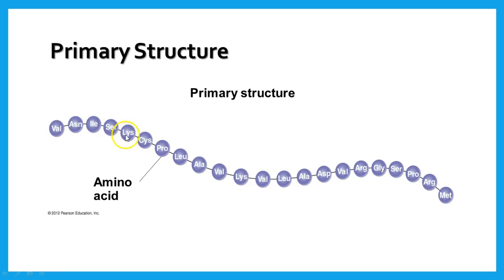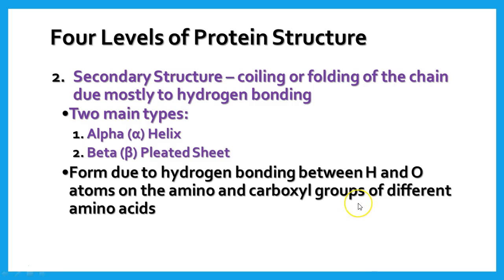This is an example of a primary structure of a protein. Each one of these little beads on this string here, the abbreviations there stand for different amino acids like valine and alanine and lysine and so forth. And that's just the primary structure of the polypeptide.